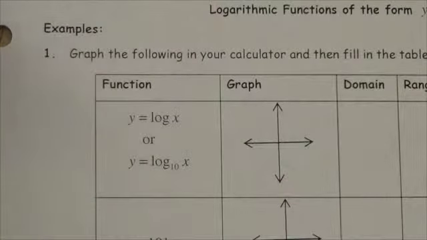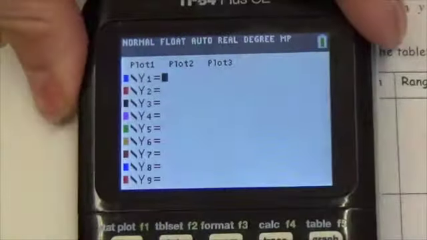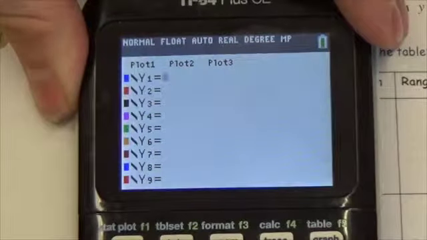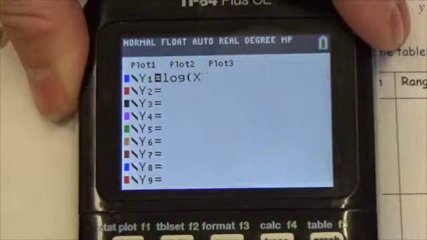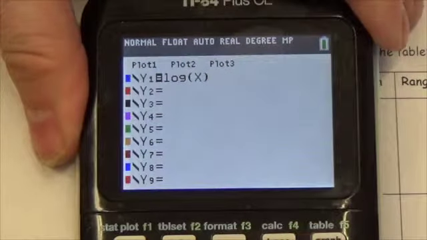Graph the following functions in your calculator and then fill in the following table. Okay, so for this first one that we're supposed to graph, it's y equals the log of x. So we're going to go to our calculator. Okay, y equals the log of x. And I've just got standard zoom settings there, so let's just press graph.